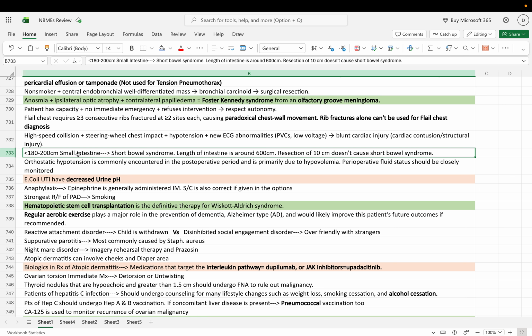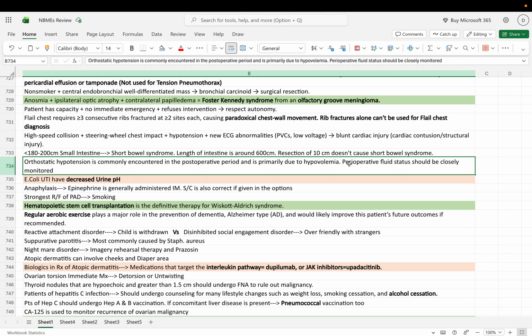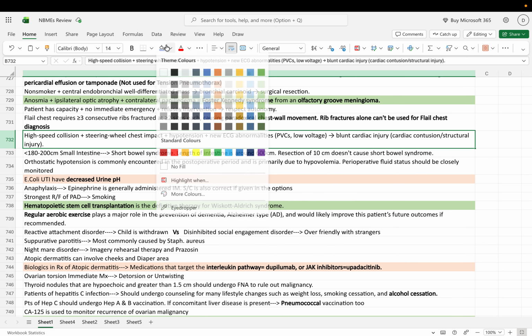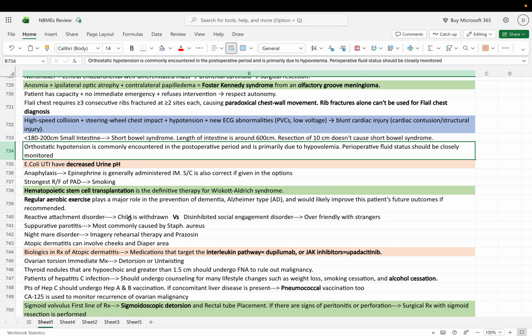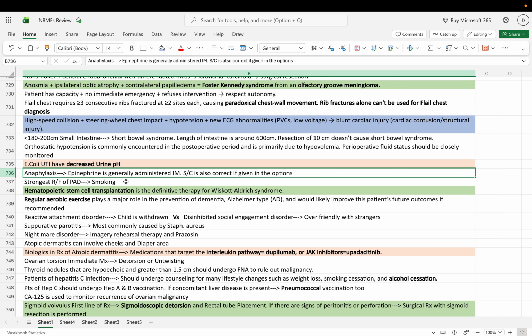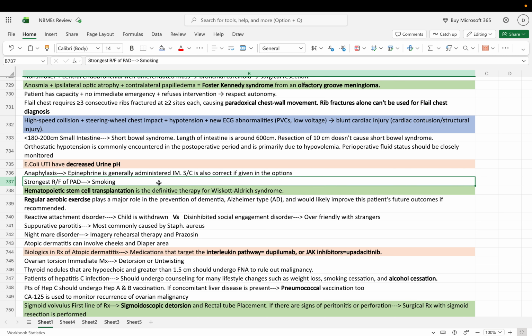If the length of intestine is less than 180 to 200 centimeters, it is classic for short bowel syndrome. Length of intestine is usually around 600 centimeters. Resection of 10 centimeters doesn't cause short bowel syndrome. Orthostatic hypotension is commonly encountered in the post-op period and is primarily due to hypovolemia. Peri-op fluid status should be closely monitored. Anaphylaxis: epinephrine is usually given IM. Subcutaneous can also be given if it is in the options.